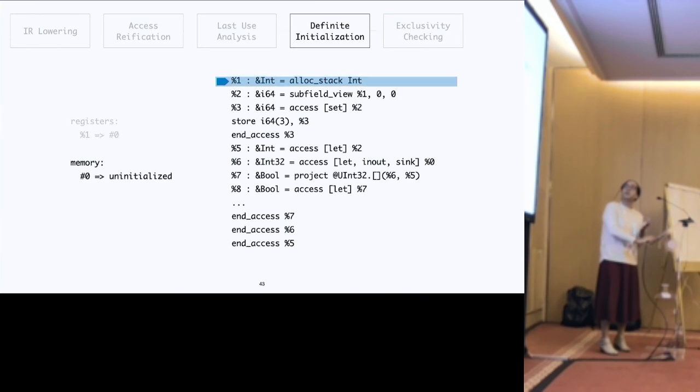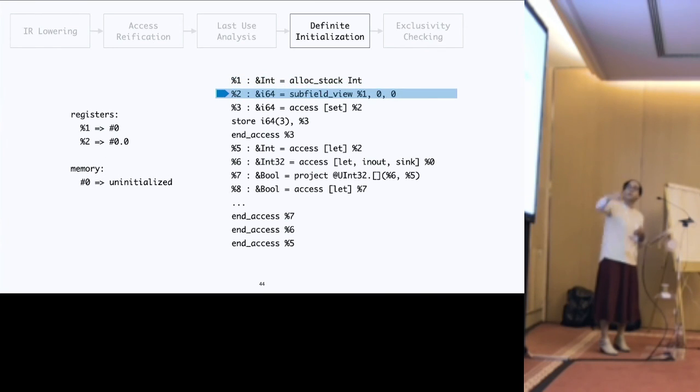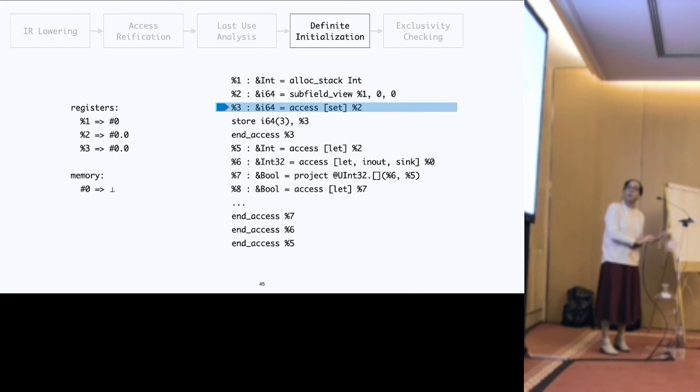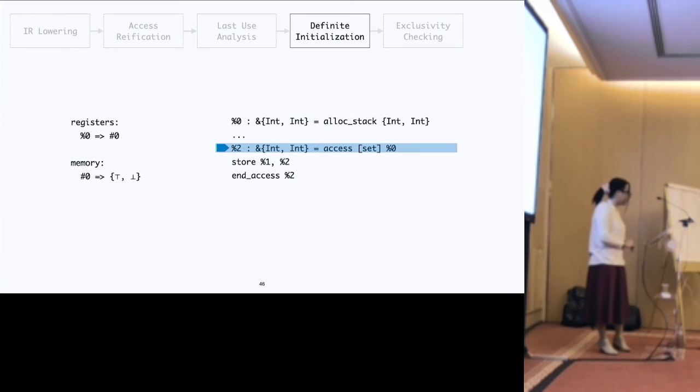So we start here, we alloc some stack, and then we track what is the value in memory, and we move as we go. I think you get the idea. And if something goes wrong, we can either try to fix the program by inserting new IR, so this is how the initialization is inserted, or we can report an error.